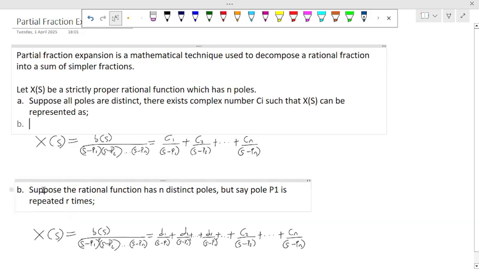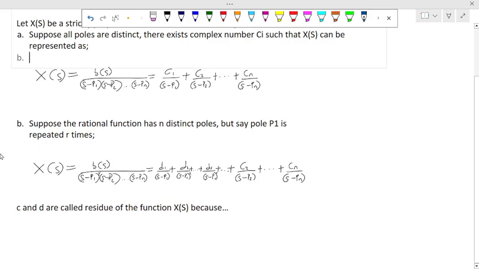Then the second thing is that suppose the rational function has distinct poles, but say p1 is repeated r times. That is, if you have pole p1 two times, what you have to do is this kind of expression. So instead of having c1, c2 to cn, we'll have d1, d2 to dr, where r is the number of repetitions.